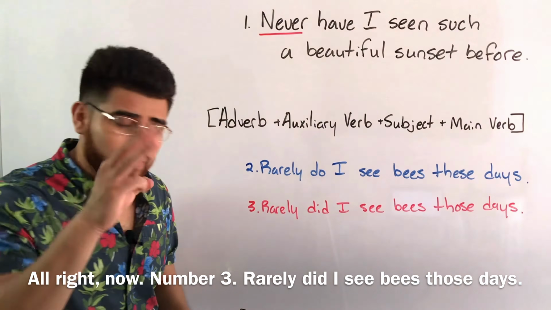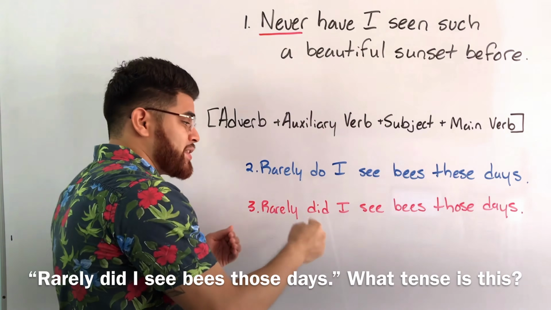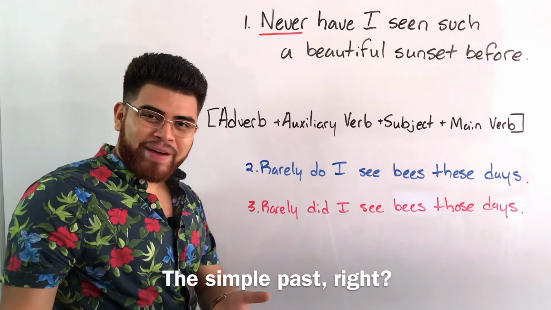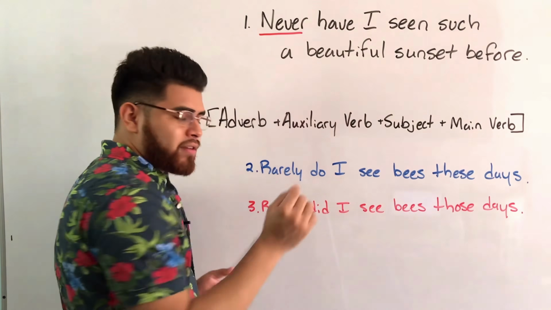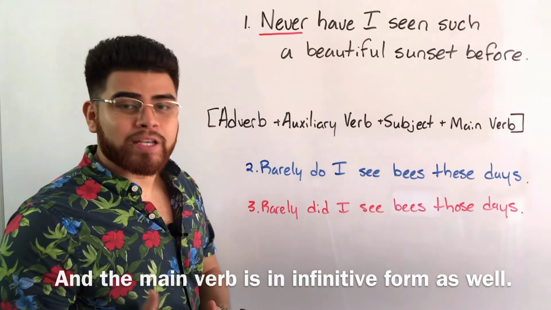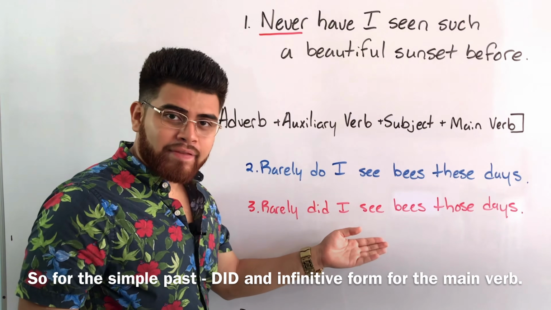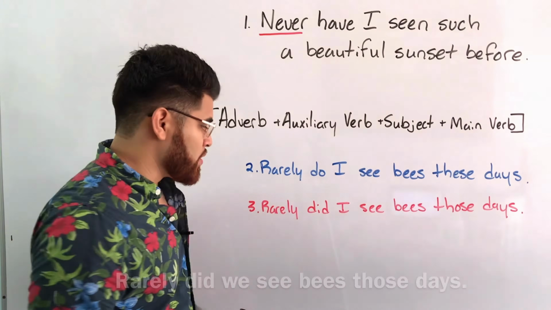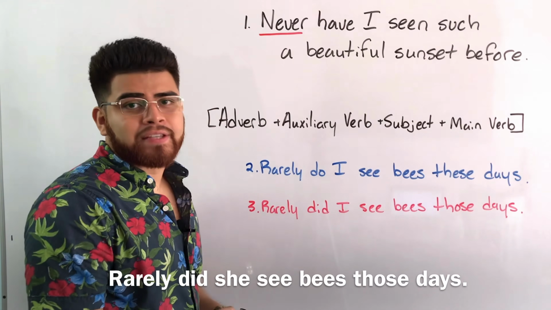All right, now number 3. Rarely did I see bees those days. What tense is this? The simple past, right? Now, for the simple past, we use the auxiliary did. And the main verb is in infinitive form as well. So for the simple past, did, and infinitive form for the main verb. Rarely did I see bees those days. Rarely did we see bees those days. Rarely did she see bees those days.